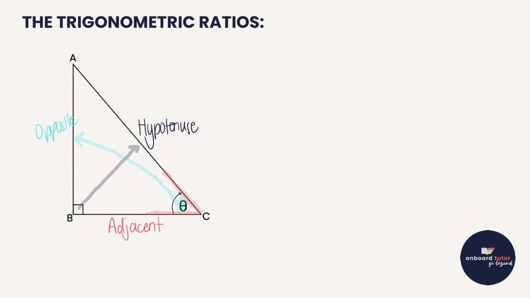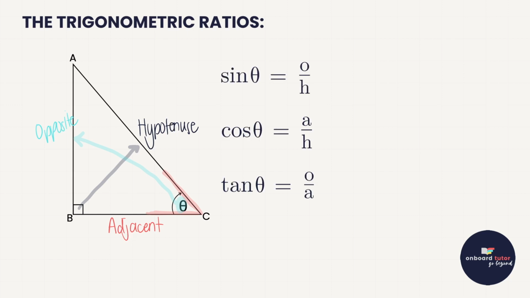Okay, and it's important to know these because all of our trig ratios link to these three different types of sides: opposite sides, adjacent sides, and the hypotenuse. And here we have them. In any right angle triangle, we can identify three trigonometric ratios: sine of the angle, cos of the angle, or tan of the angle. Okay?